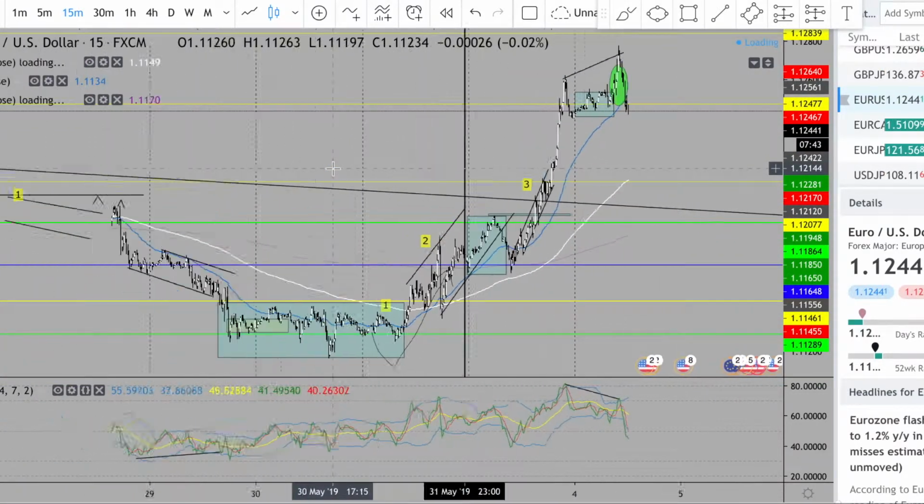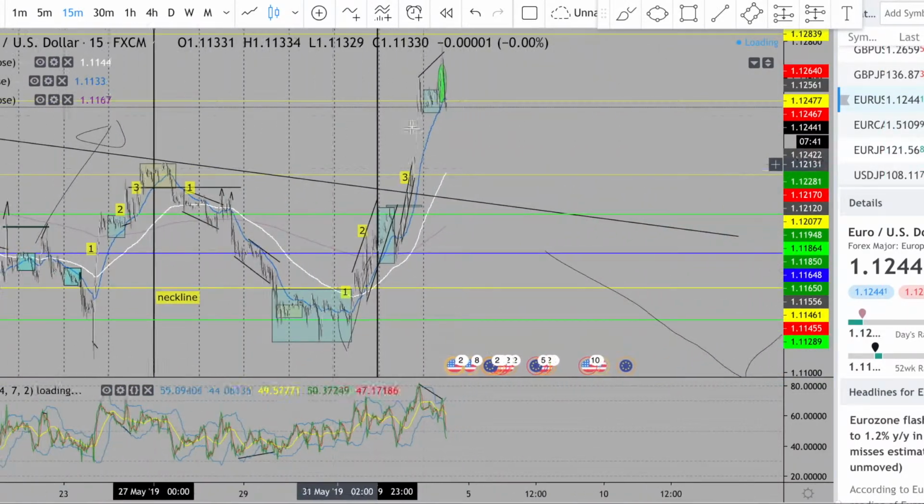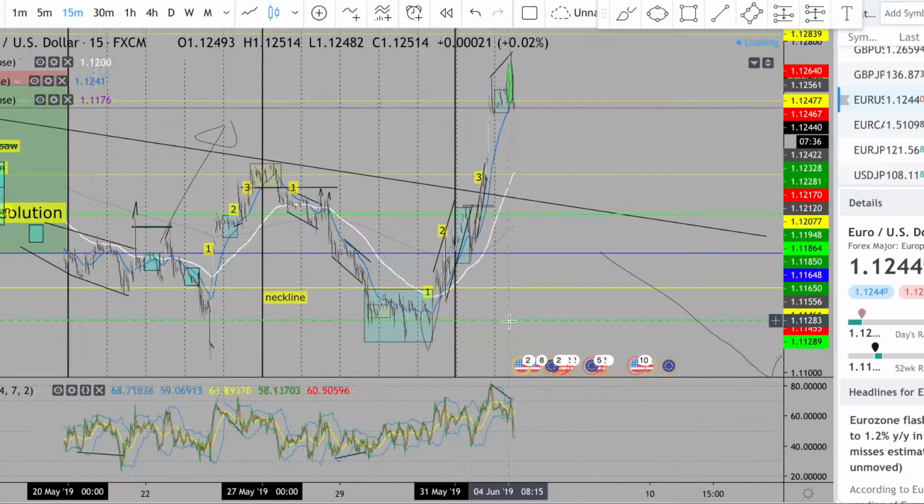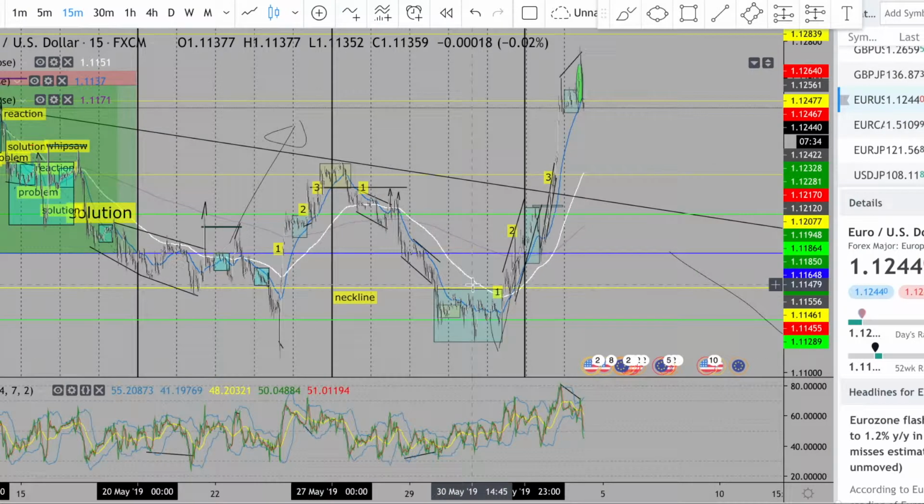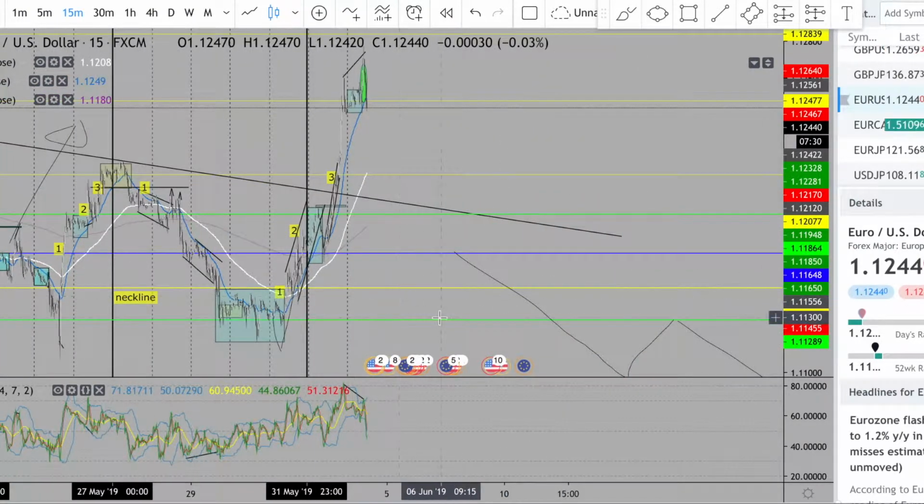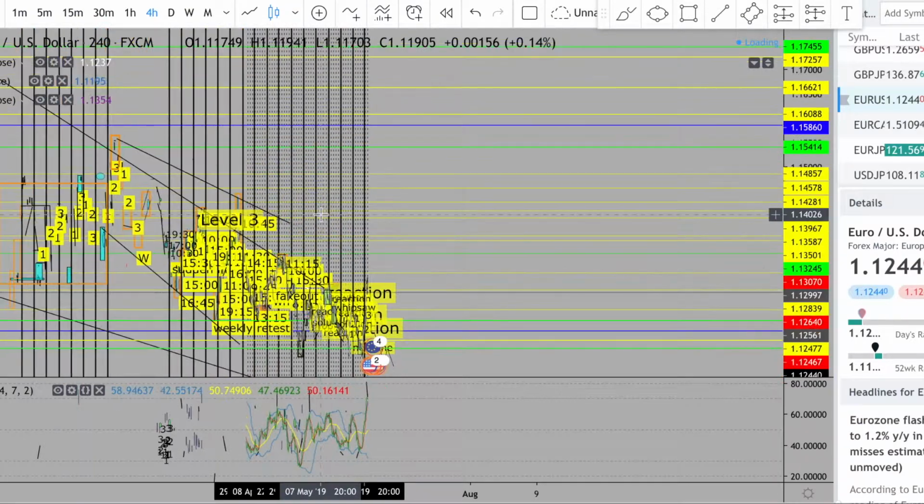If you sell this, you can take profit at this 4-hour resistance right here, which is very strong. It's been rejected at this point, but what I see is that it's going to break here, so you can actually hold it for a long time.